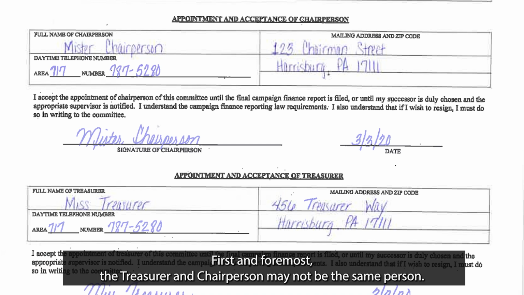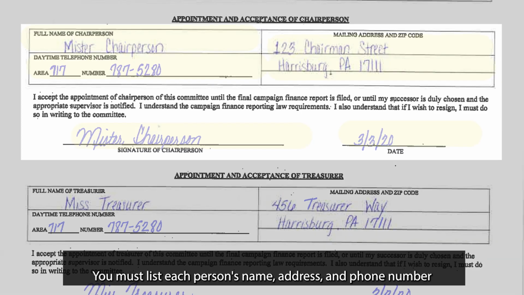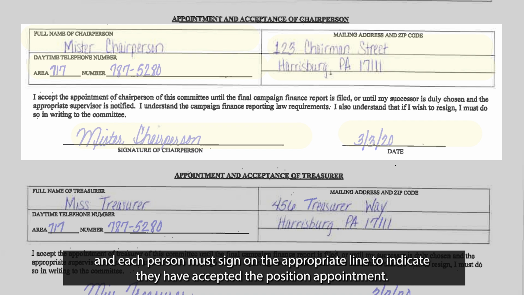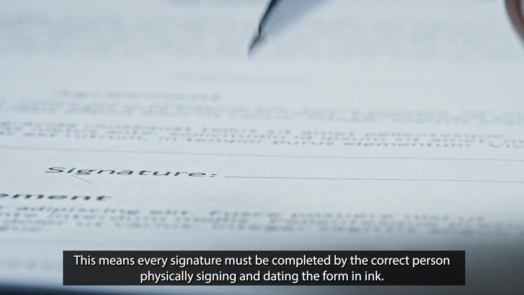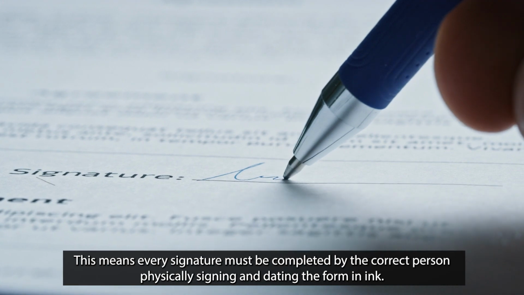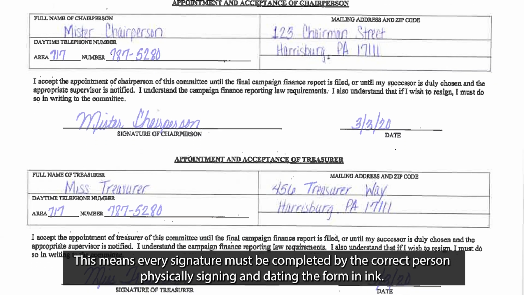First and foremost, the treasurer and chairperson may not be the same person. Be sure you fill these sections out in their entirety. You must list each person's name, address, and phone number, and each person must sign on the appropriate line to indicate they have accepted the position appointment. Digital signatures are not accepted anywhere on this form. This means every signature must be completed by the correct person physically signing and dating the form in ink.